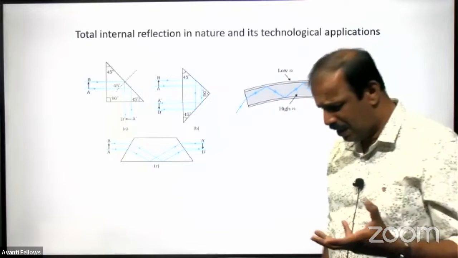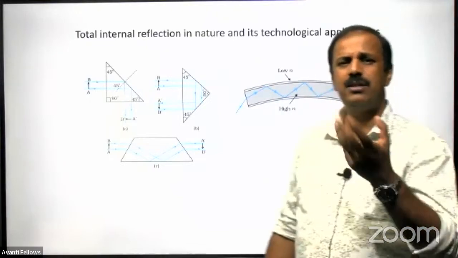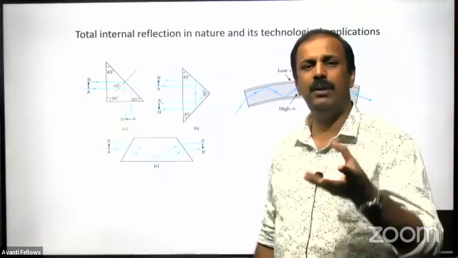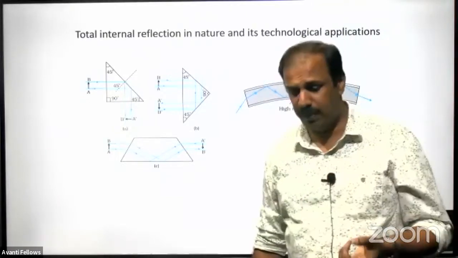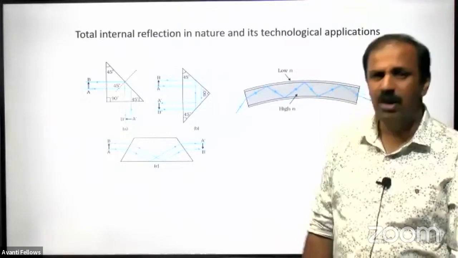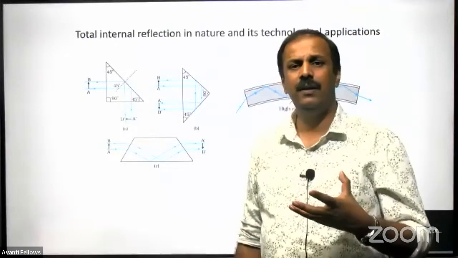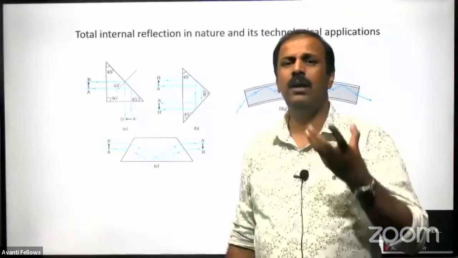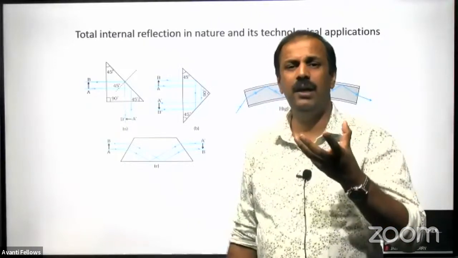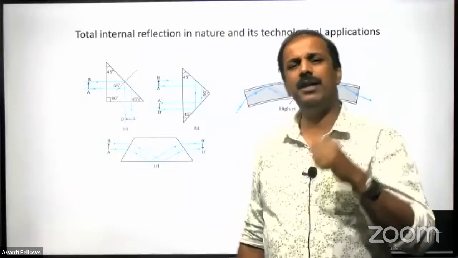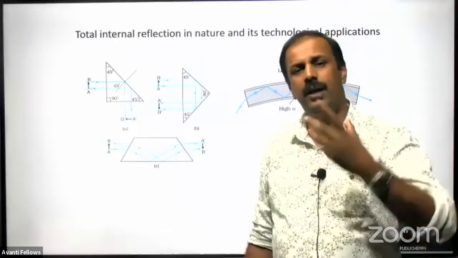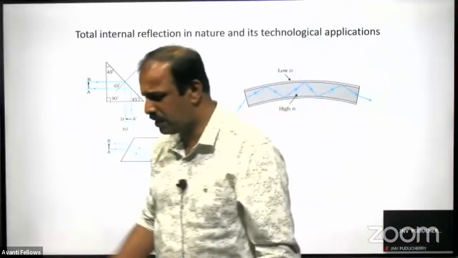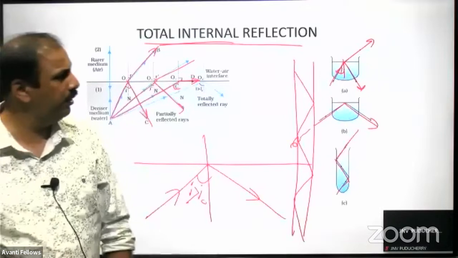Natural examples means the simplest example you can say is diamond. For diamond, we use the word brilliance. The diamond will be shining like anything. So why is the diamond shining like that? This diamond has a very high refractive index. When the refractive index is very high, the critical angle will be less. Actually, we have not discussed that. So just one second, we will go back and do that also.